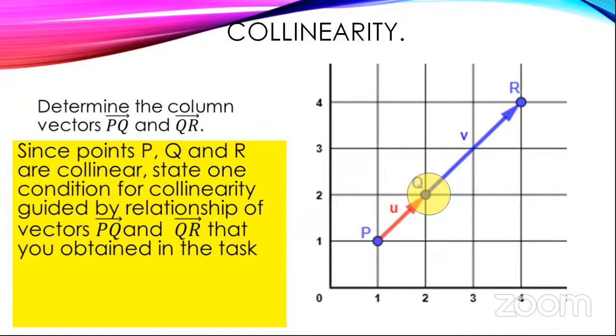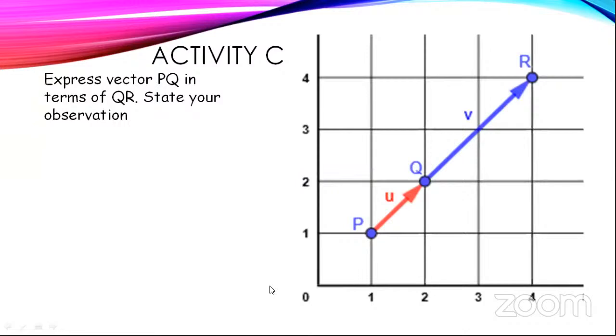So having spoken about this, and some of us are saying yes, they're agreeing with what we are saying. Now let's look at the same question. We are giving you the same question. We're going to take you through this question and then one last question, and that will be it. So we want you now to express vector PQ in terms of QR, and state your observation. We just said it in words, but we want to now use U and V to express it, or we want to speak of it in terms of PQ and QR.